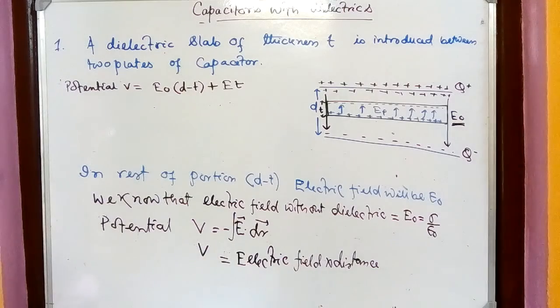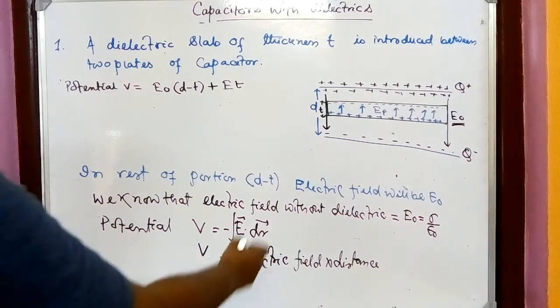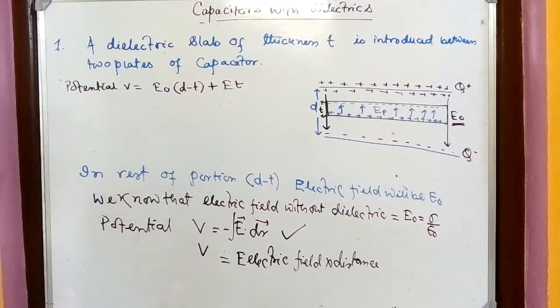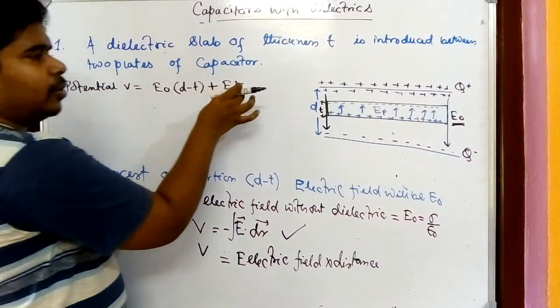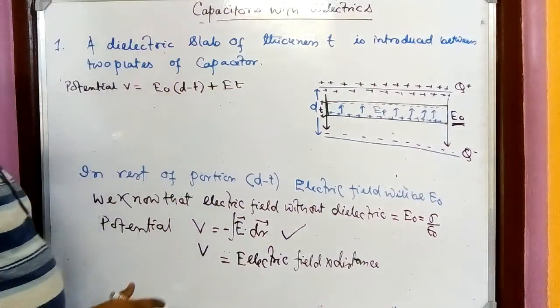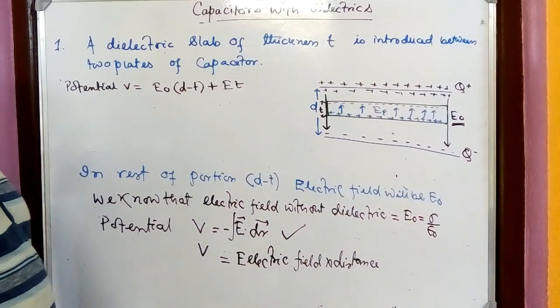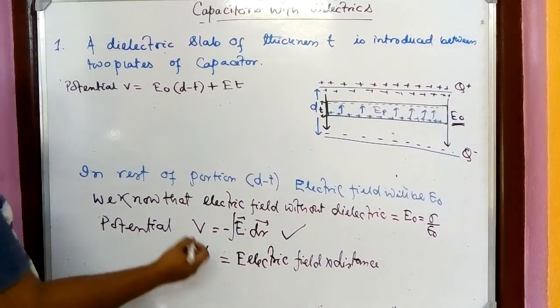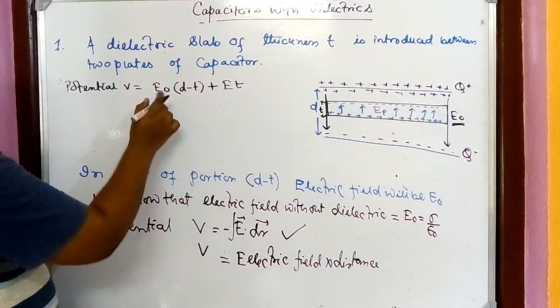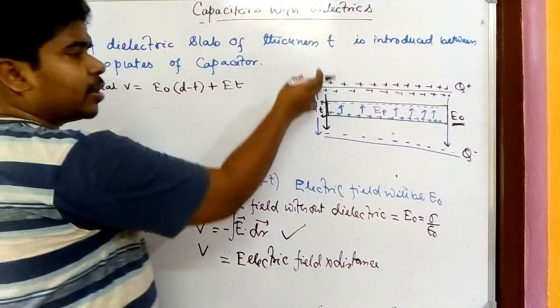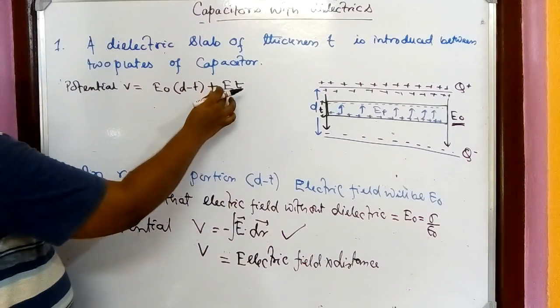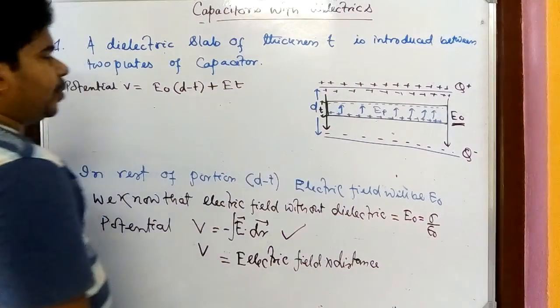Now see this equation, you may be thinking about where we have written it directly from. If we go by this method also, it will come to this at the end. But if you do it separately, you will do it for the potential of this, then for the potential of this, and then add. It will take a long space. So for that reason we have taken electric field into distance. So electric field E naught for the region D minus T, because D is the total distance, T is the slab, and electric field E into T.